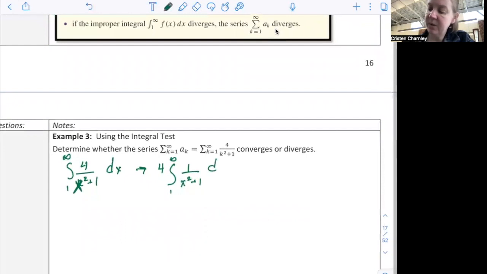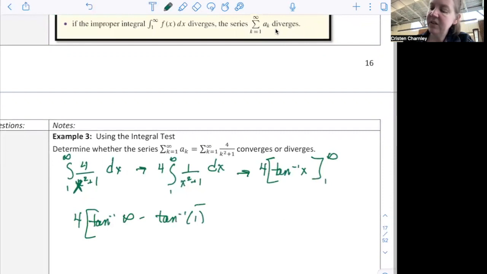Now, with x squared plus 1 in the denominator, what's the antiderivative of that? It's inverse tangent. So this is 4 inverse tangent of x between 1 and infinity. So this is 4 times inverse tangent of infinity minus inverse tangent of 1. The inverse tangent of infinity does actually exist, and that happens at pi over 2. If you think of pi over 2 on your unit circle, pi over 2 is up here. You have the coordinates 0, 1. Tangent is y over x.